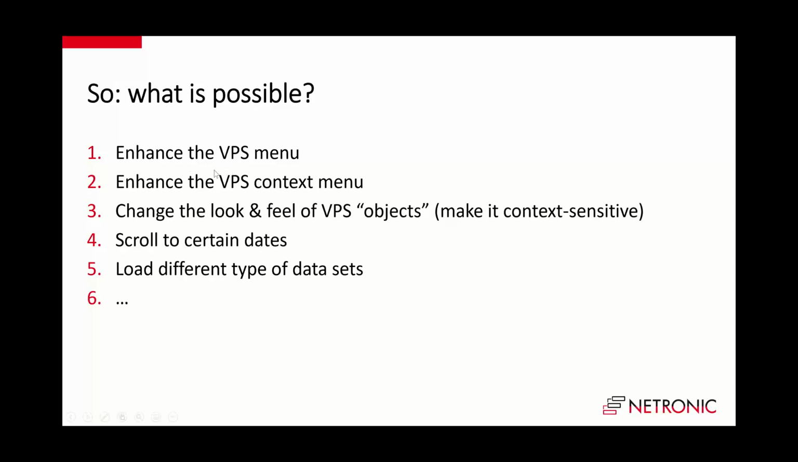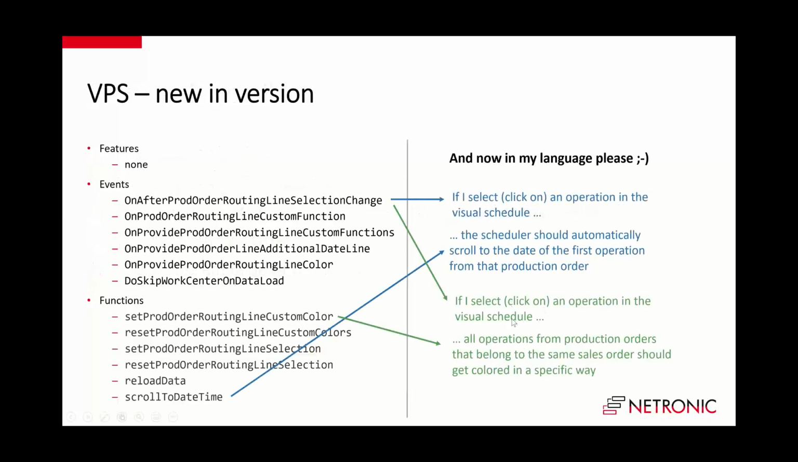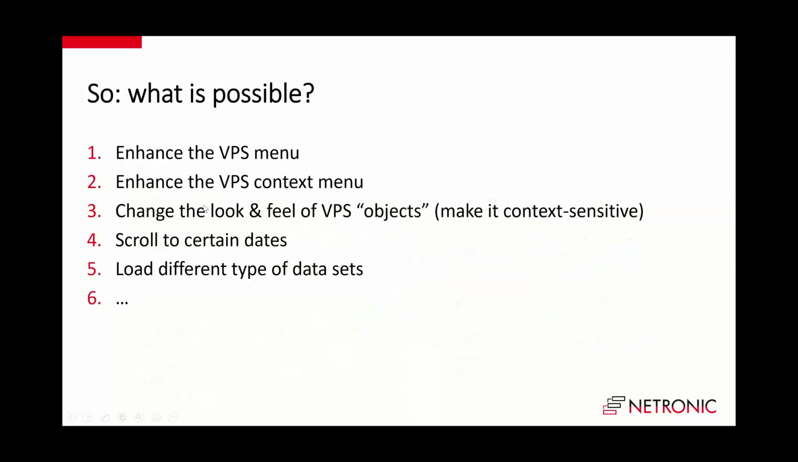Likewise, you can enhance the VPS context menu. For example, you could have this function on the right-click context menu, like show me all other operations that belong to the same sales order. You can change the look and feel of the VPS objects, make it context sensitive, as I spoke about, automatically color everything that belongs to the same sales order, or automatically color all production orders that are for one customer.